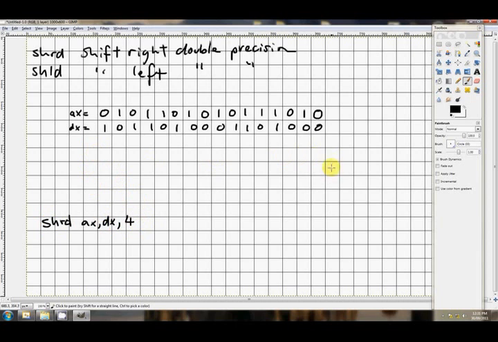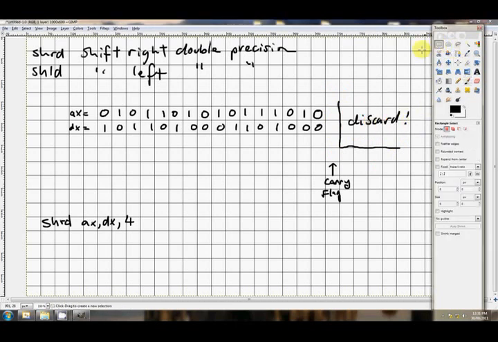Well, for a start, as per usual with these shift instructions, we've got our carry flag over here, which will be the last bit shifted out of AX. And any further right than the carry flag, these things are discarded, so anything in this region here will just be discarded. And yeah, let's have a look what's going to happen. So the CPU sees shift right double precision, AX, DX, and 4. This is what it's going to do.